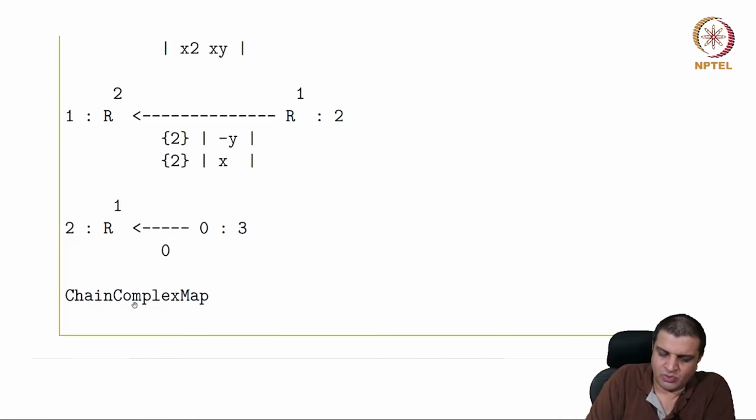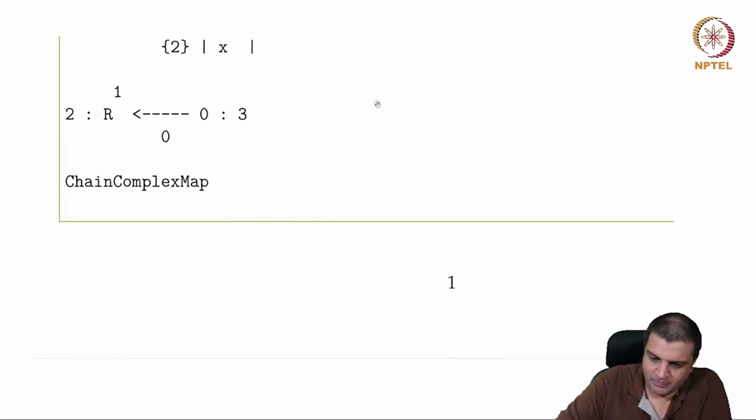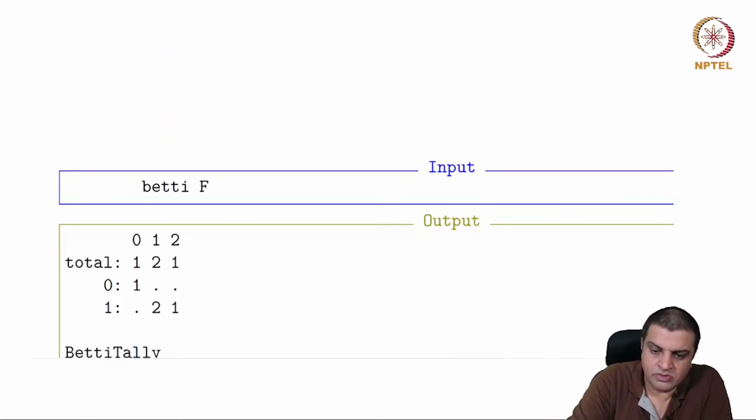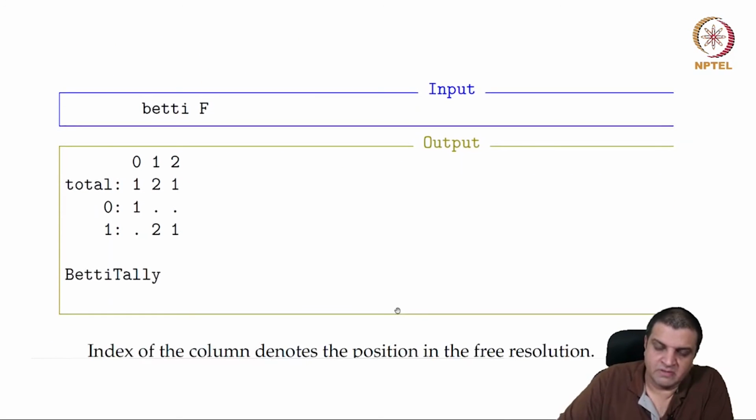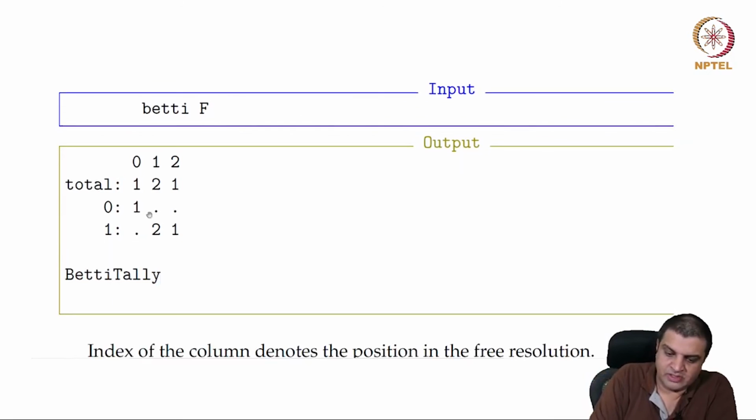Okay, so don't worry about the chain complex map now. Then we ask for Betti of the free resolution, so it produces this, and this is what we had discussed.